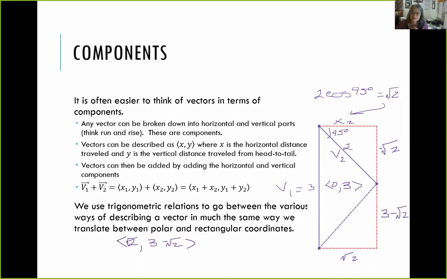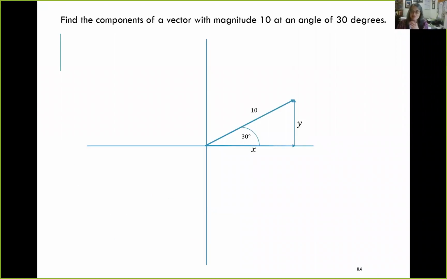What I did there was I defined each of my 2 vectors in terms of components, and these components represent horizontal and vertical displacement from head to tail, right? And once we define our vectors in terms of components, we can just add up the horizontal components and add up the vertical components. And we know how to find those because we can use trigonometric relations to find components from bearing and magnitude.